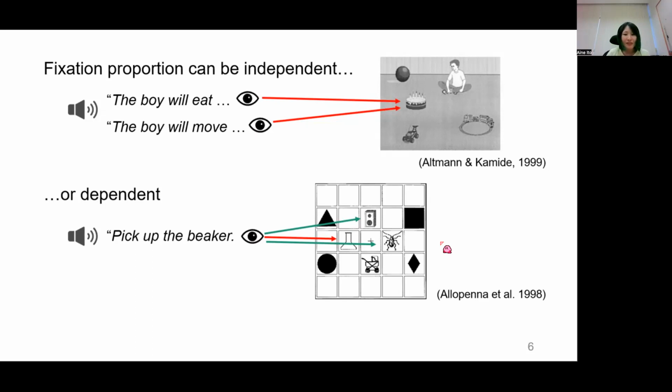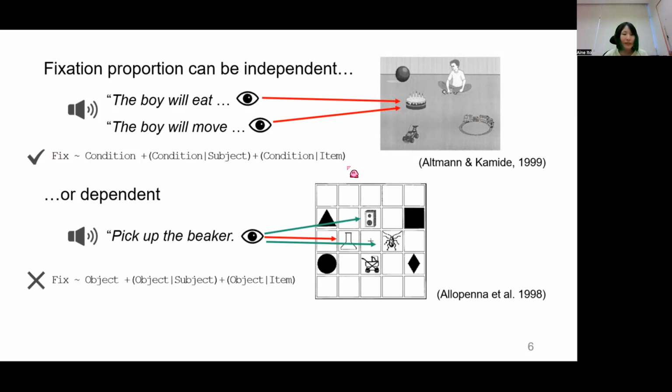And this is important to keep in mind for the analysis, because in the first case, you can compare fixation proportion on the cake in these conditions directly. By directly, I mean you can run a model like this, where we have a dependent variable, fixation proportion, predicted by the condition, plus random effects.